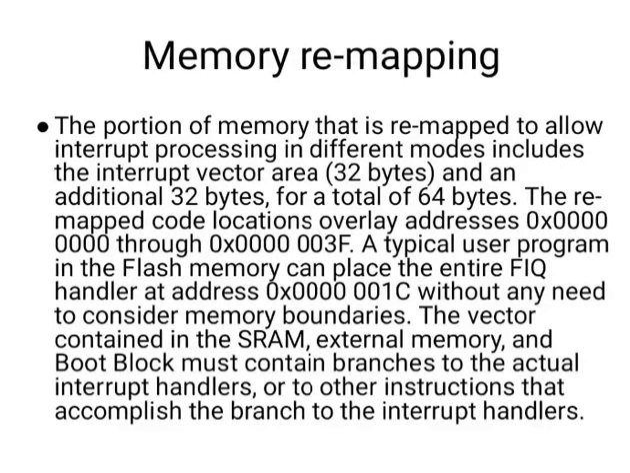Next concept is memory remapping. The portion of memory remapped to allow interrupt processing in different modes includes the interrupt vector area, that is 32 bytes, and an additional 32 bytes for a total of 64 bytes. The remapped code location overlays addresses 0x00000000 through 0x0000003F. A typical user program in the flash memory can place the entire FIQ handler at the address 0x1C without any need to consider memory boundaries.